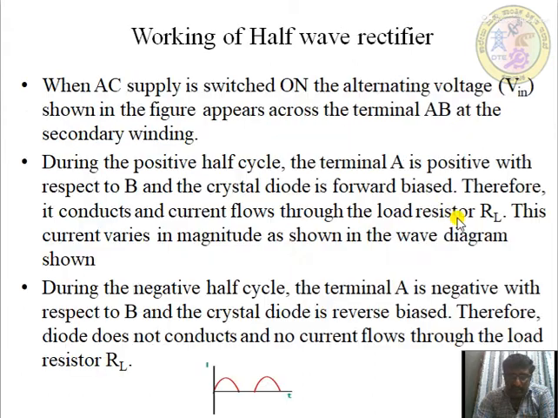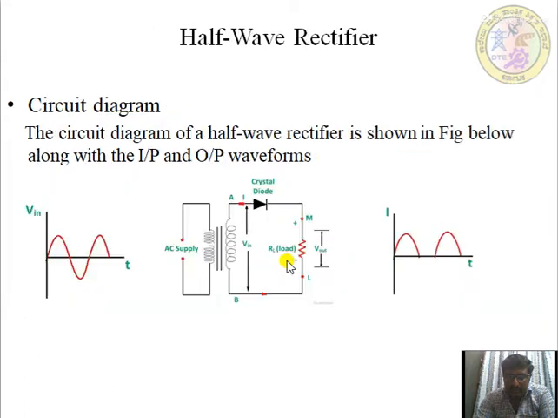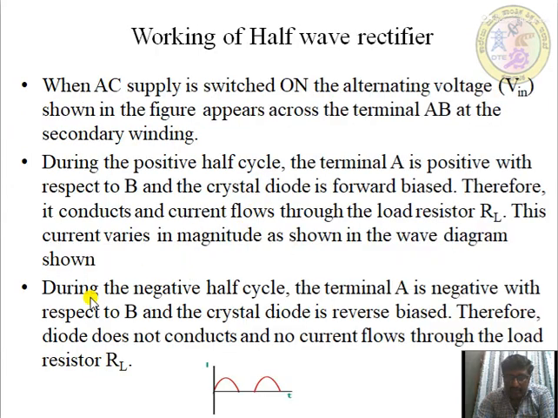The same thing: during the positive half cycle, terminal A is positive with respect to B and the crystal diode is forward biased. Therefore it conducts and current flows through the load resistor RL. This current varies in magnitude as shown in the wave diagram. During the negative half cycle, terminal A is negative with respect to B and the crystal diode is reverse biased. Therefore the diode does not conduct and no current flows through the load RL.